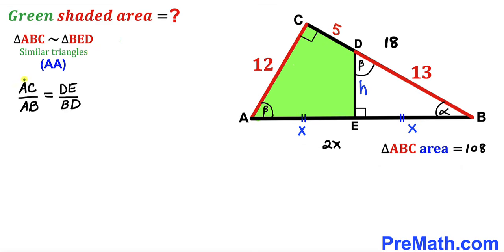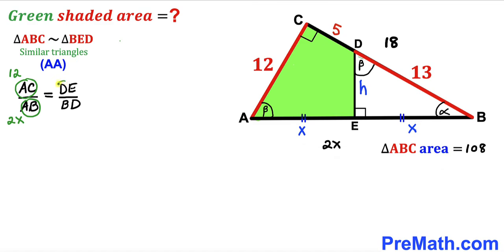So therefore we are going to have a ratio of the side lengths AC and AB that is equal to the ratio of the side lengths DE and BD. And now let's focus on this side length AC. This is our AC side length which is 12. So I'm going to replace this side length by 12 over here. And now let's focus on this side length AB. This whole side length AB is 2x. So therefore I'm going to replace this one by 2x over here.